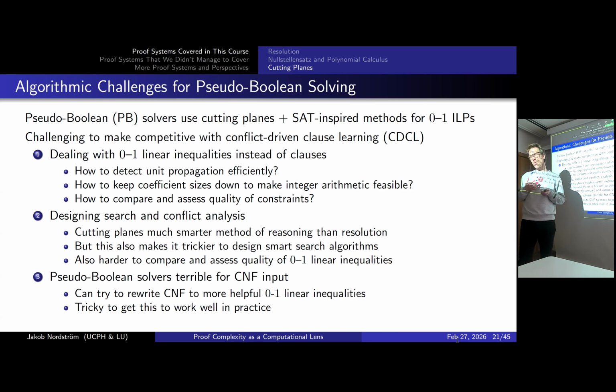And then one problem that is very annoying is that the state-of-the-art pseudo-Boolean solvers we have today, if you want to kill them, you just give them CNF input, because then they degenerate to conflict-driven clause learning, but with very expensive data structures. So for instance, we know that cutting planes can refute the pigeonhole principle in CNF efficiently. Pseudo-Boolean solvers cannot. They will run in exponential time.